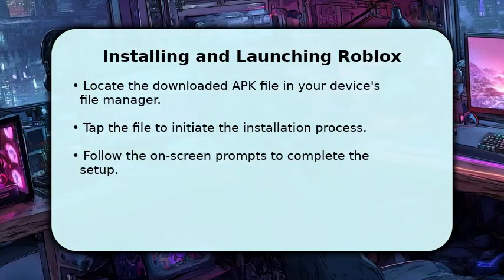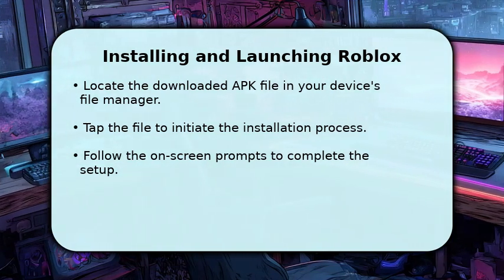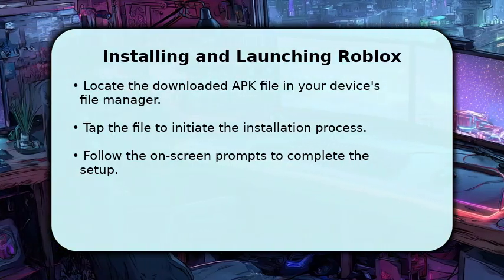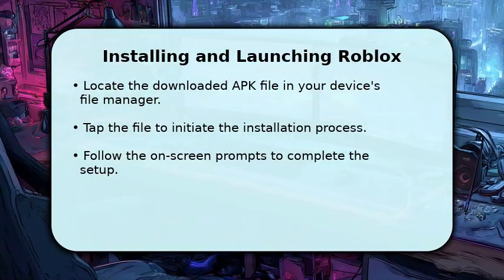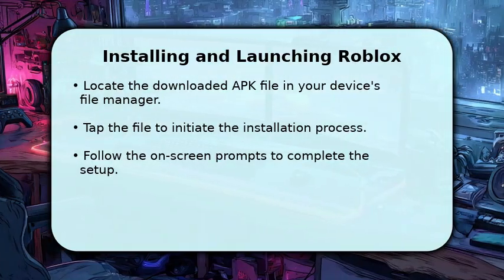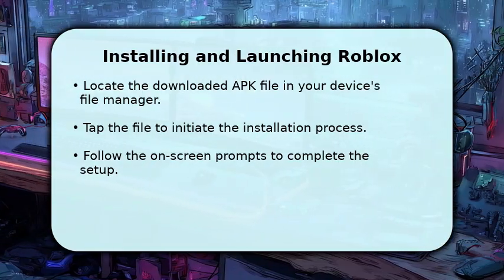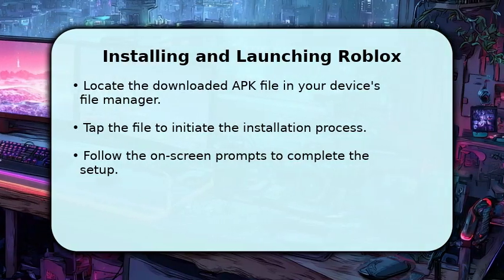With the Roblox APK downloaded, open your device's File Manager application. Navigate to your Downloads folder or wherever you saved the file. Tap on the Roblox APK file to begin the installation process. Follow the on-screen prompts, granting any necessary permissions. Once the installation is complete, you will see the Roblox icon on your home screen. Tap it to launch the game and dive into countless virtual worlds.